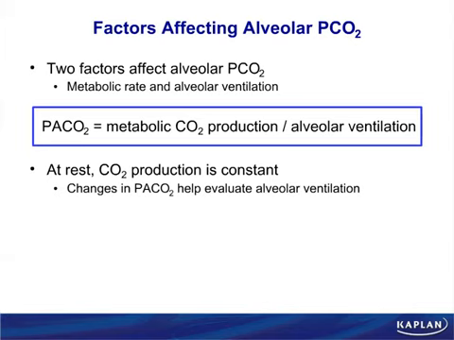I also want to point out that alveolar CO2 is arterial, and arterial CO2 is a tightly regulated variable. We must regulate CO2 very, very tightly. And the reason for that is because CO2 is an acid. In short, it behaves like an acid. It generates hydrogen ion. So it's going to be tightly regulated.